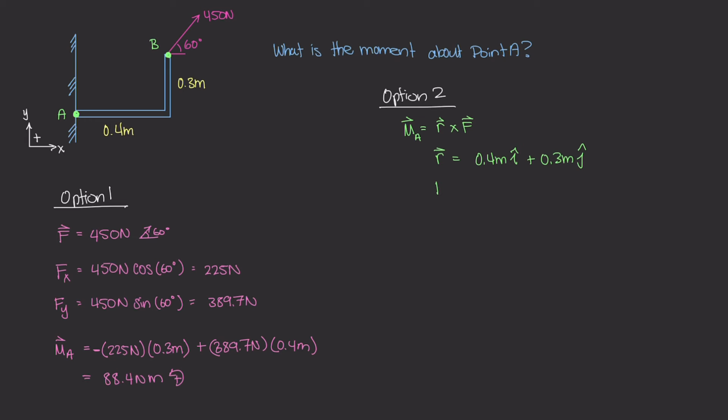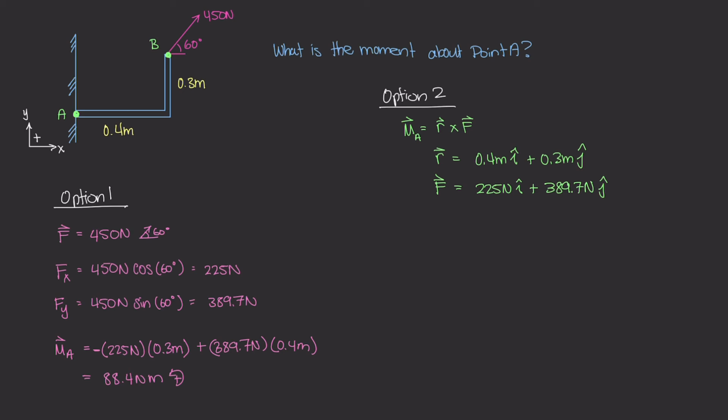Now, for the force vector F, this is also going to have two components, right? This 450 Newton has an x component and a y component. Well, lucky for us, we already figured out what those components were. Now we just need to plug it into this F equation. So F is really 225 newtons in the i direction, right? That's just the x component. And then for the y component, it's this 389.7 newtons in the j direction, and this is positive.